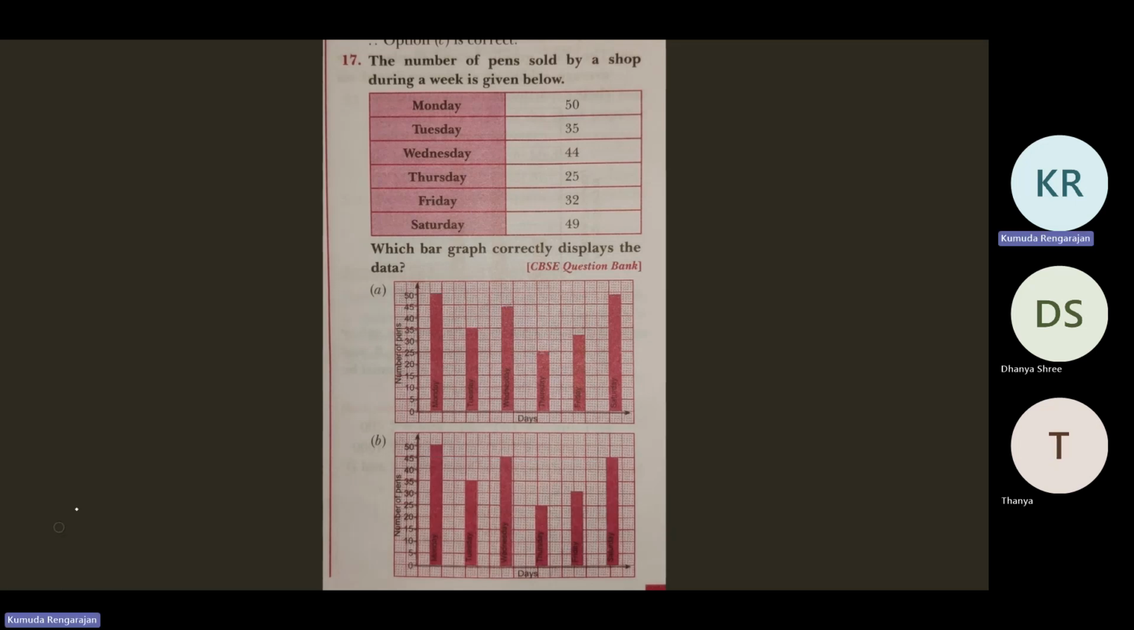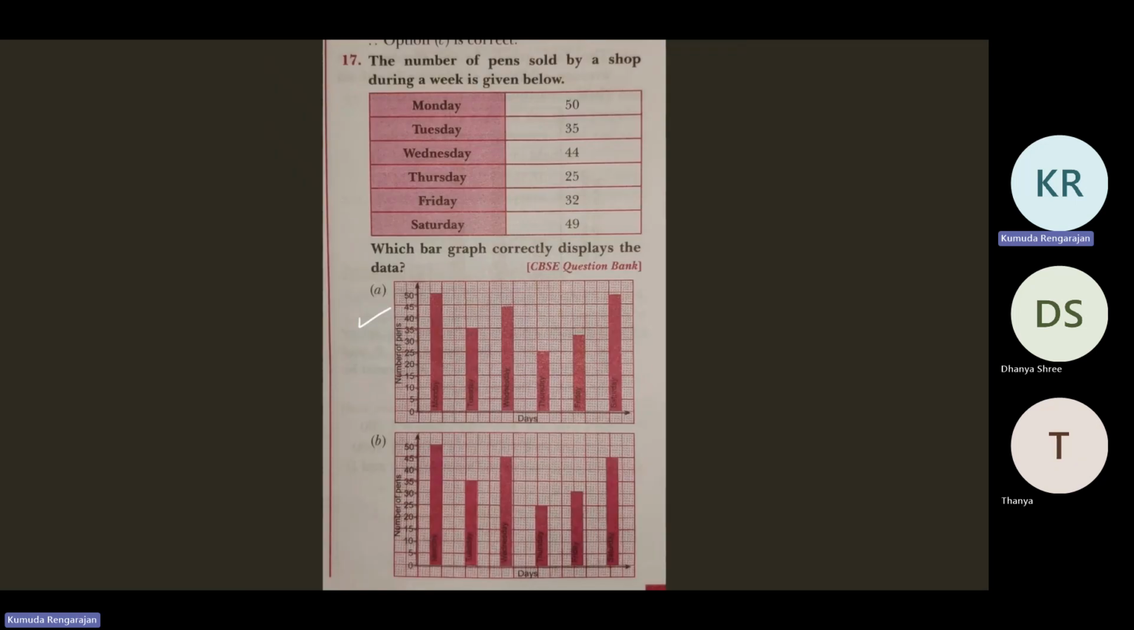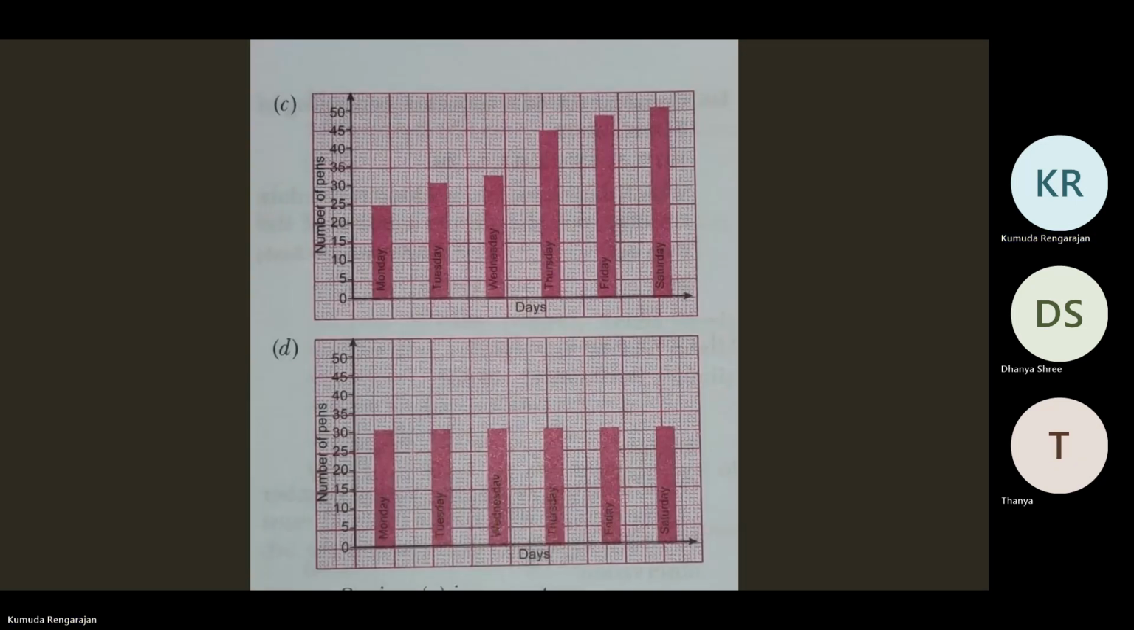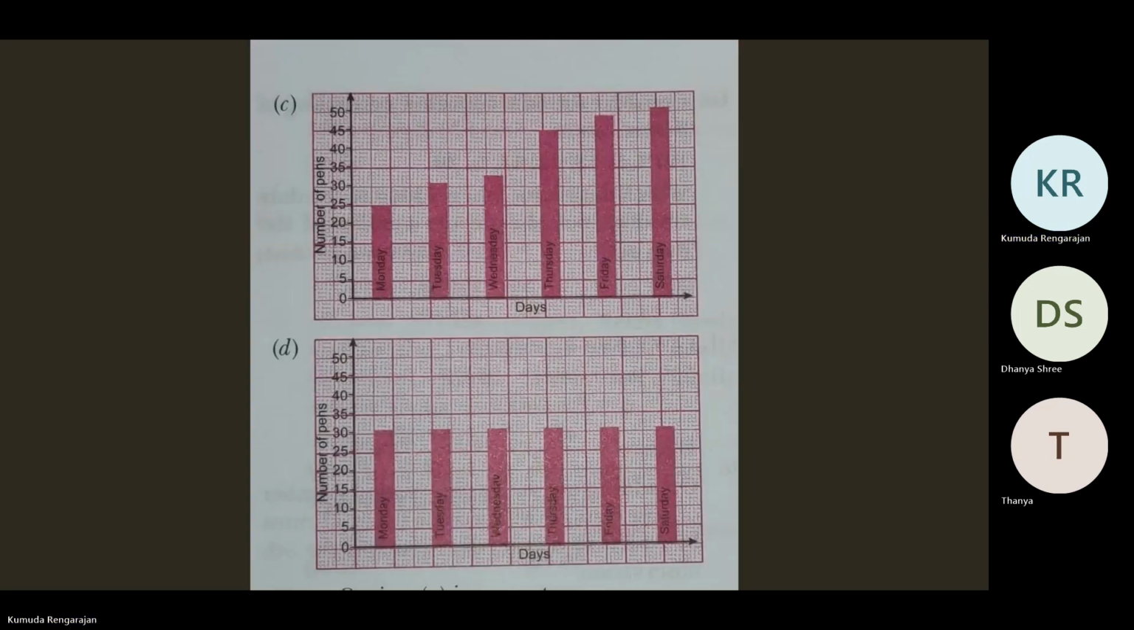Okay, fine. So you should check the frequency and the height of the bars. The frequency is 50, so the height of the bar should stand at 50. The frequency is 35, so the height of the bar should stand at 35. So like that, you'll have to check. Yeah, option A is the correct option. So these are the 4 options given to you. The 4 graphs are the 4 options. So which is the correct option? A is the correct option.